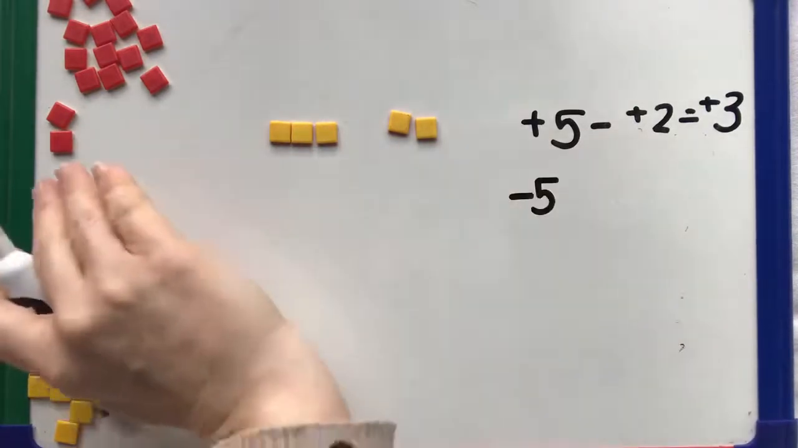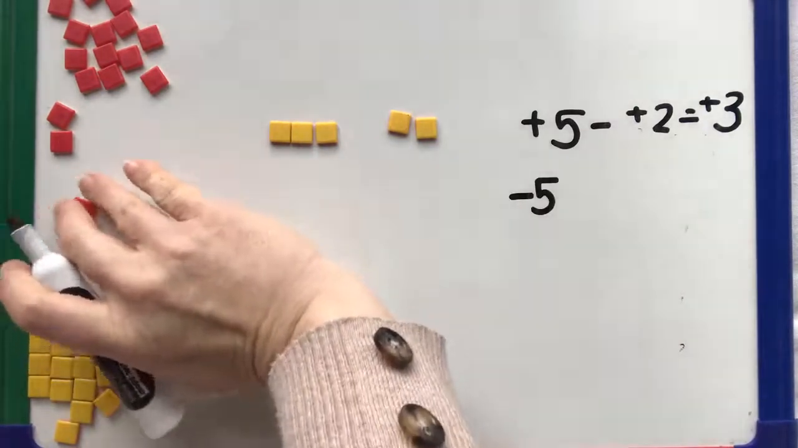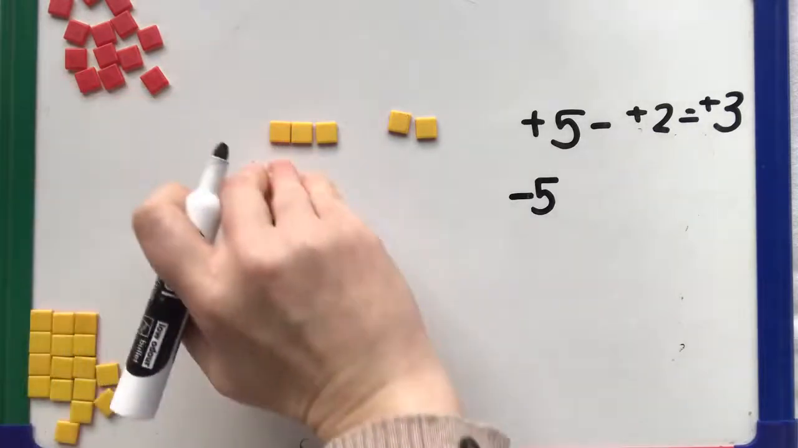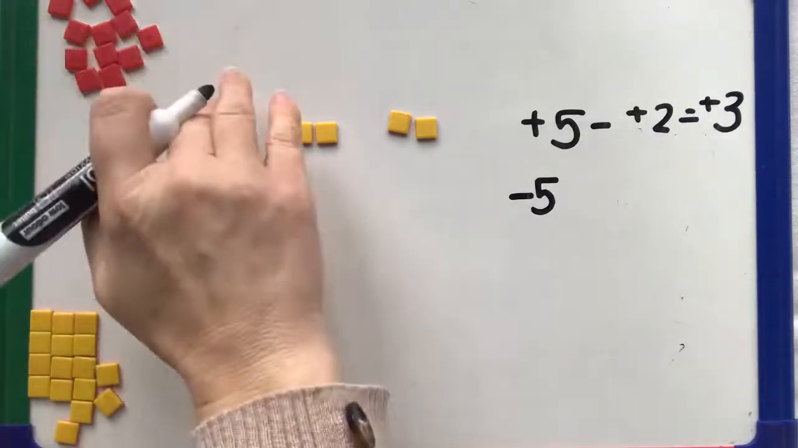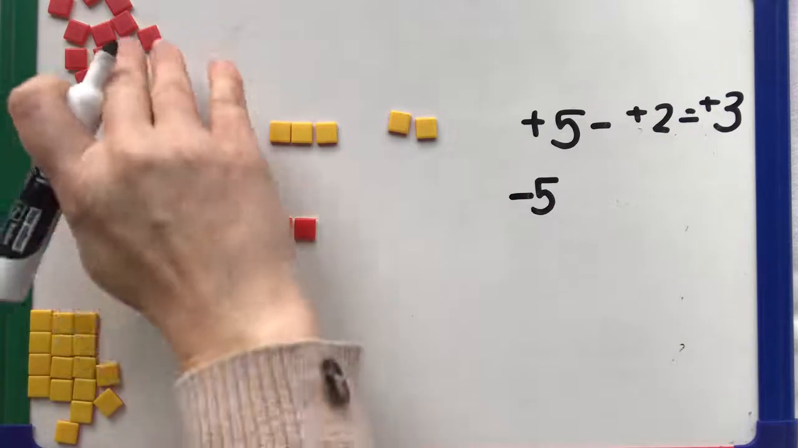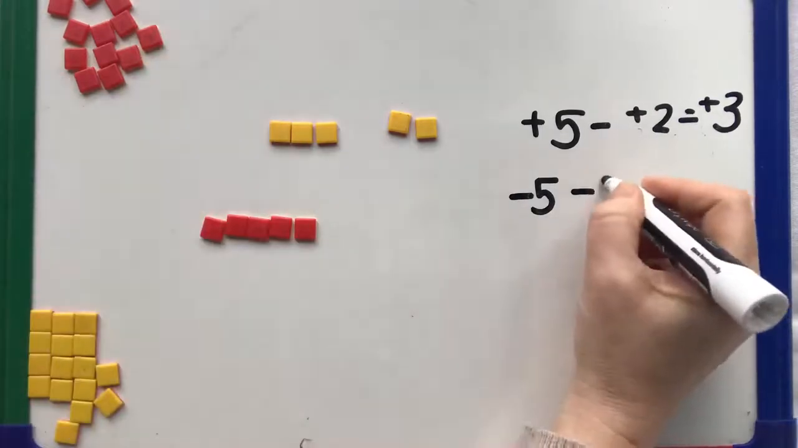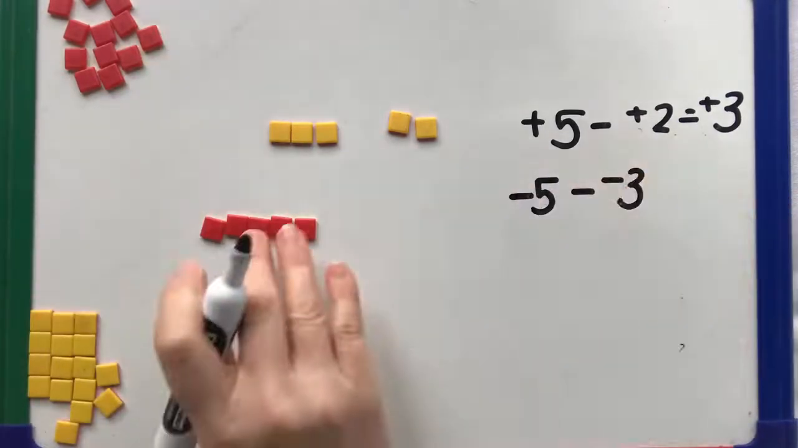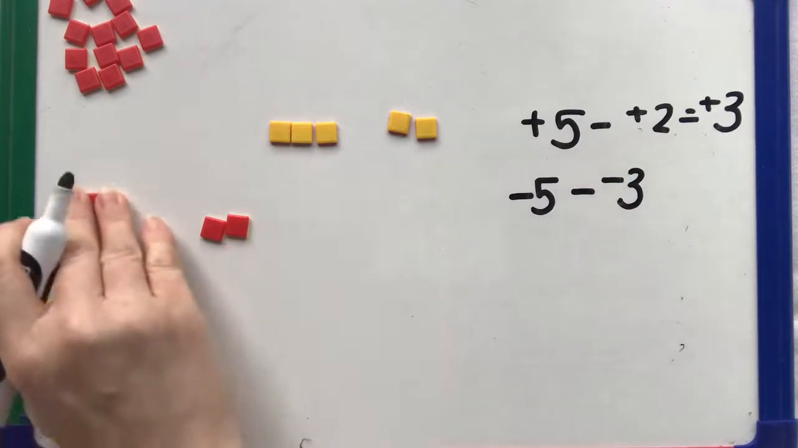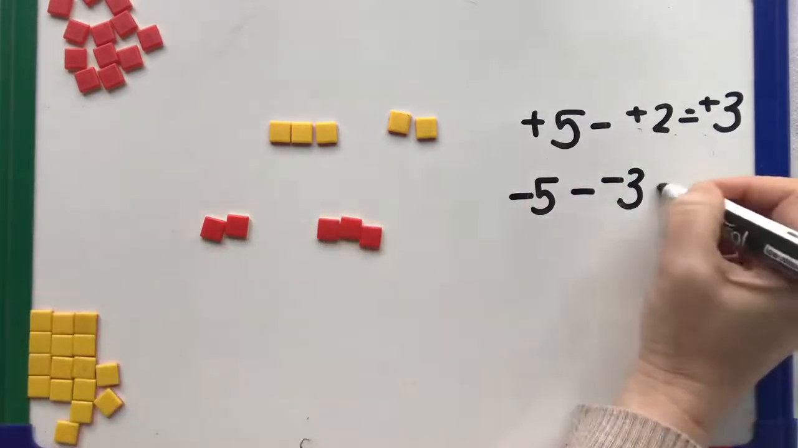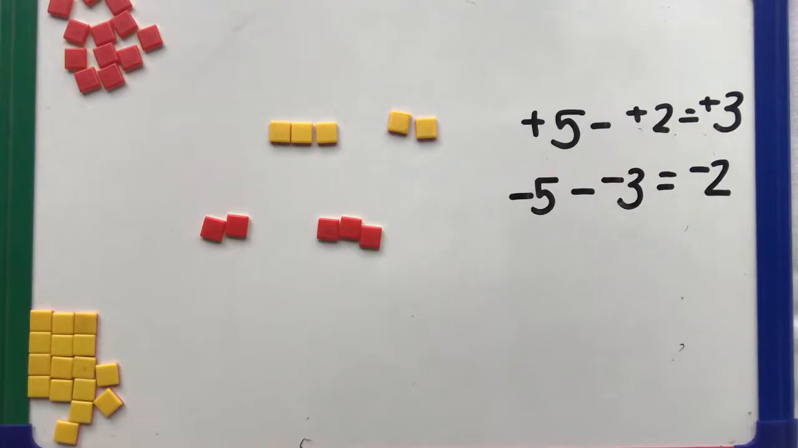Negative 5, subtract negative 3, would give me negative 2.